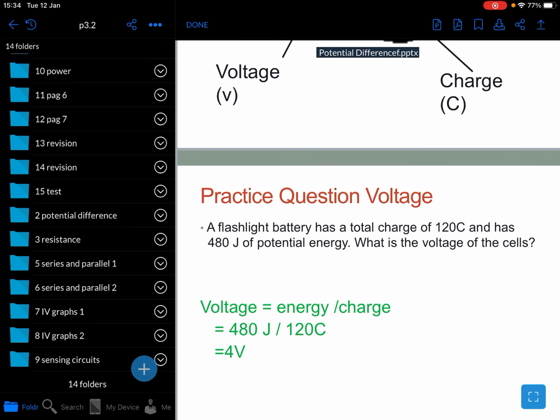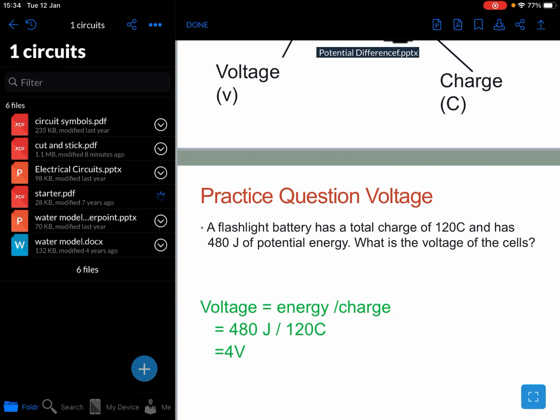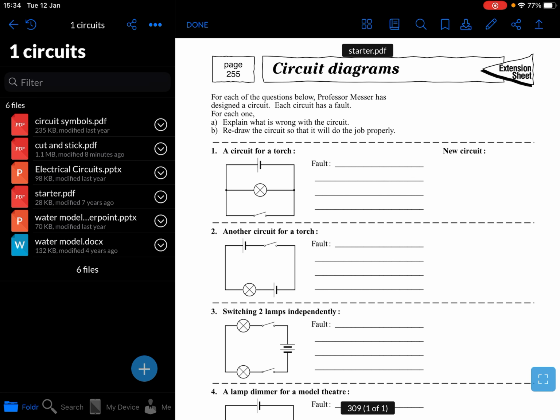Ooh, apologies, where are we? Should have had this set up, apologies again. Right, so here we are.